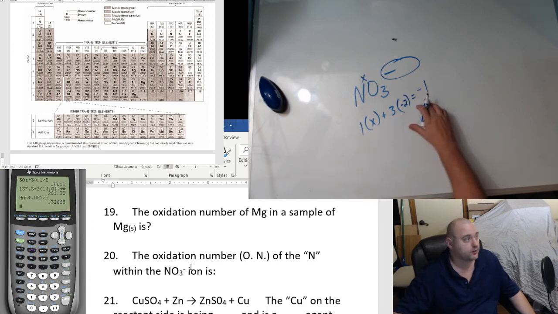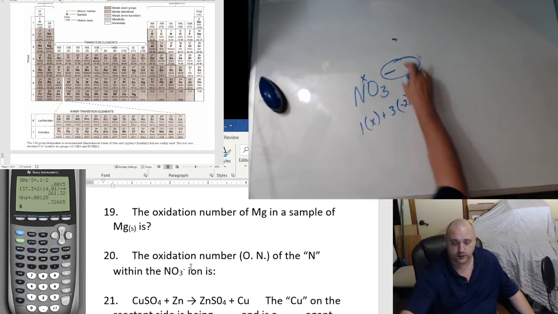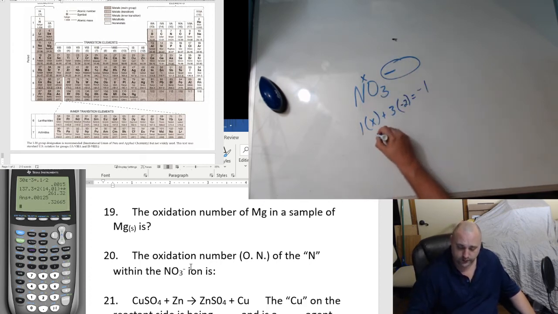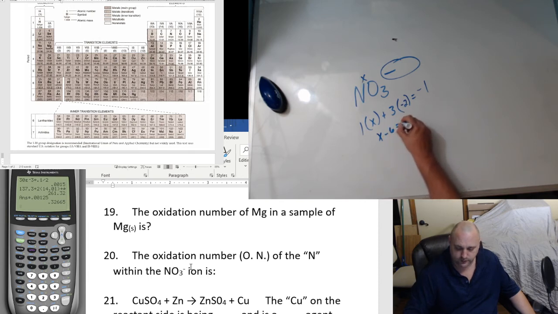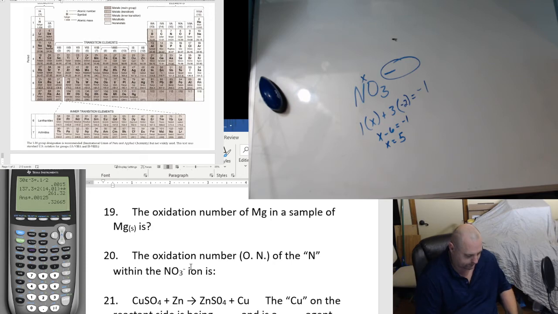This is why I said don't memorize this as being 0. You got to look for that charge. All right, so X minus 6 equals -1. So X comes out to be 5. So this nitrogen is a +5.